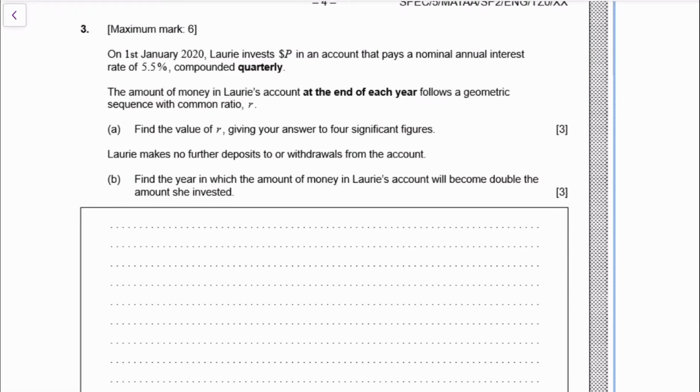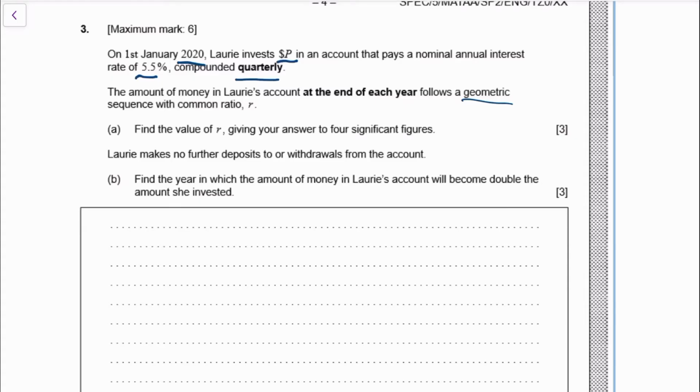Okay, next. Okay, question 3. It's about interest rate and geometric sequence. Interest rate seems to be compound interest, seems to be a new emphasis of the new syllabus. So in 2020, invest P dollars, interest rate compounded quarterly.